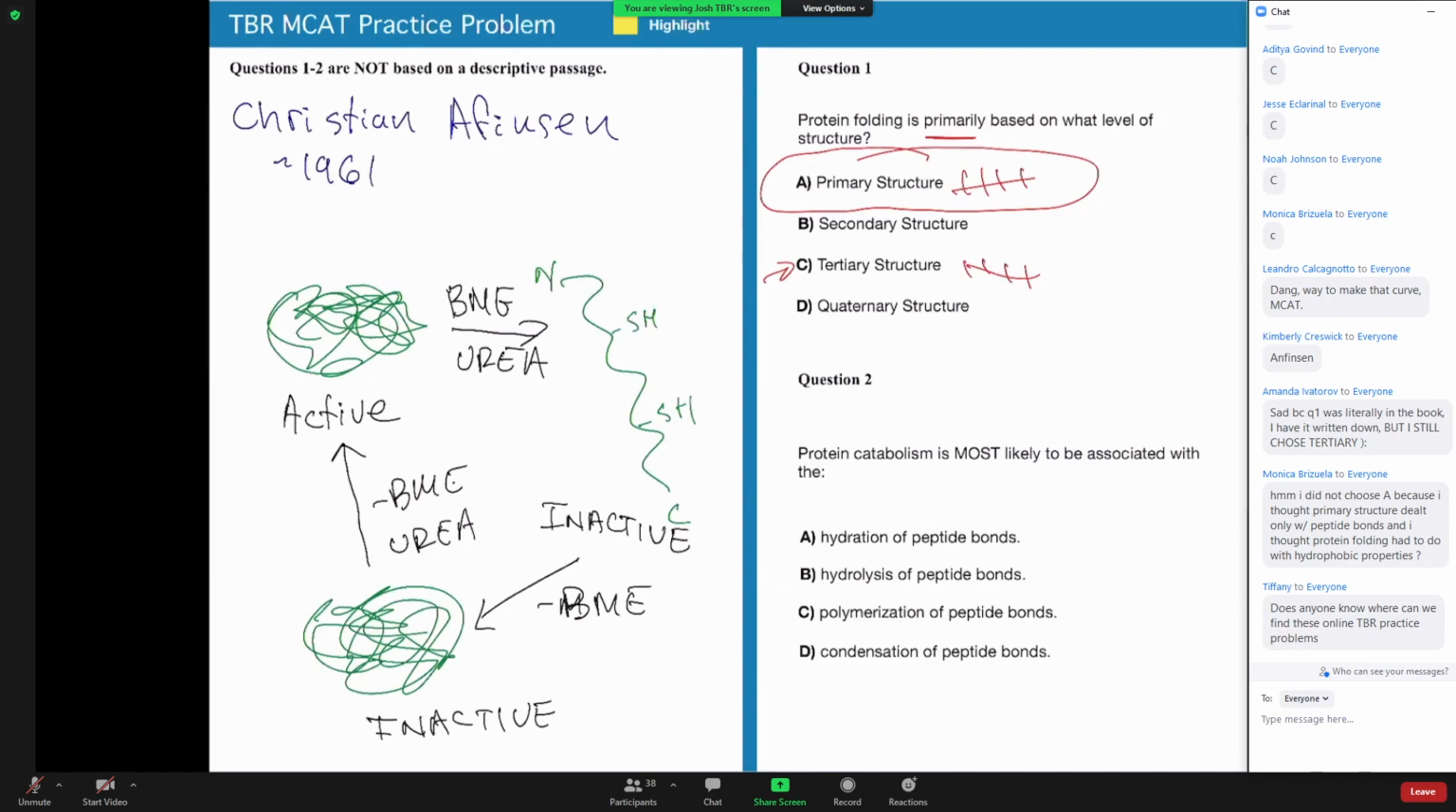So this proved that you can denature a protein and then just take away the thing that denatured it, and it's going to fold back in the exact same way, right? Which suggests that protein folding based on its primary sequence is not done randomly at all. Okay.